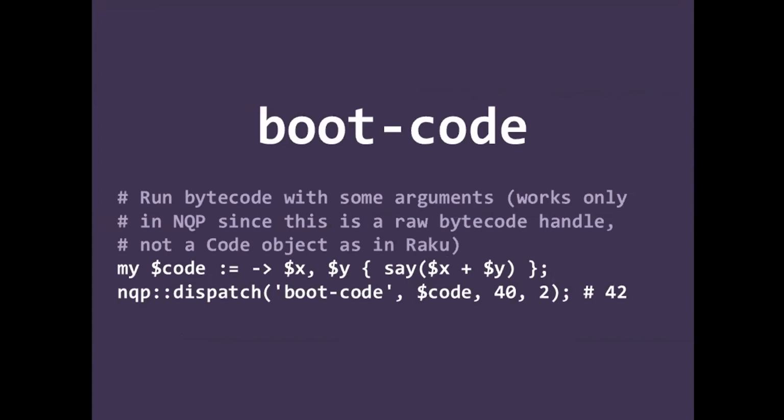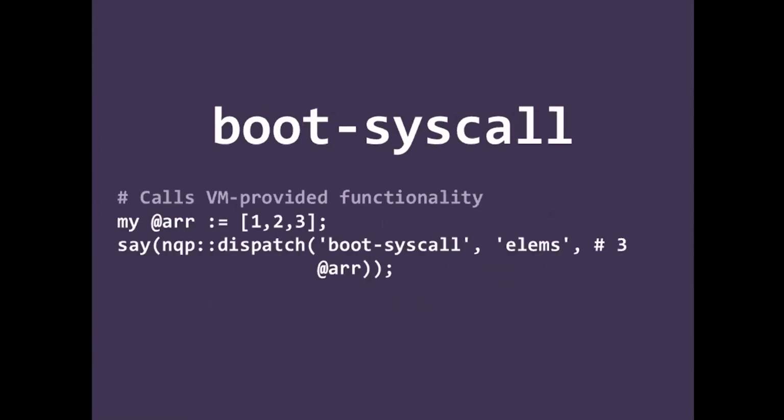This is the way, with the new dispatch mechanism, that we actually make bytecode run. We call boot code, we give it the piece of code, and we give it the arguments. And again, this is the way that we're running things. There's another one called boot syscall. Boot syscall is calling functionality built in to the virtual machine. So there's a built-in called elems, which gets the number of elements in an array, and we can just call that using the syscall mechanism. That's another terminal, another thing that results in an action being taken.